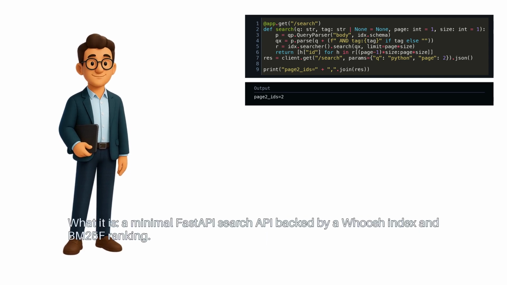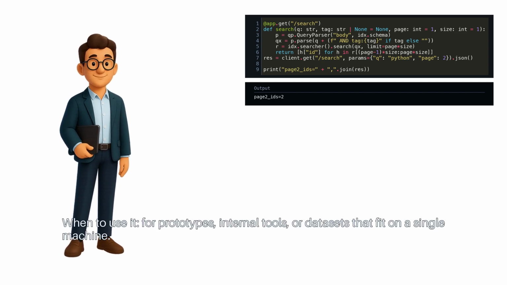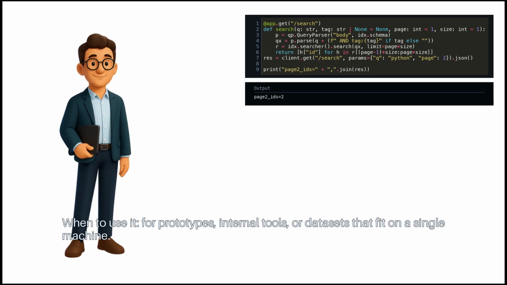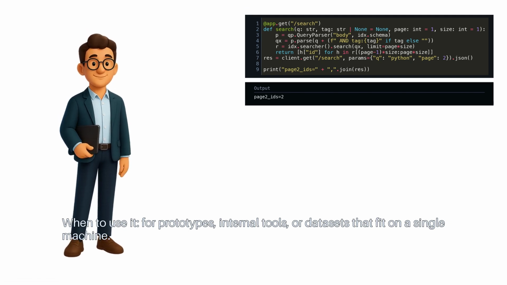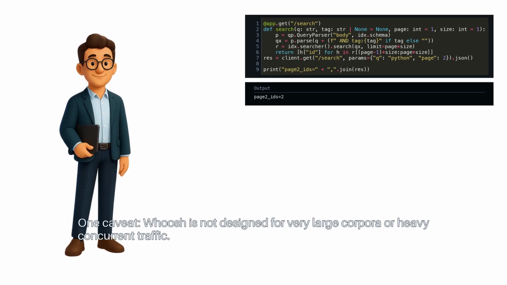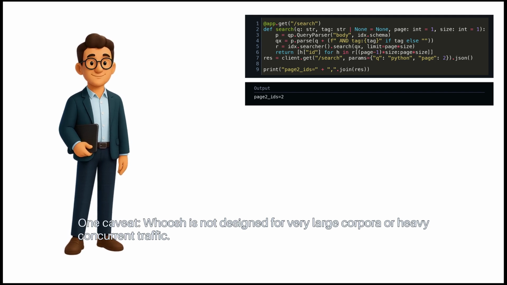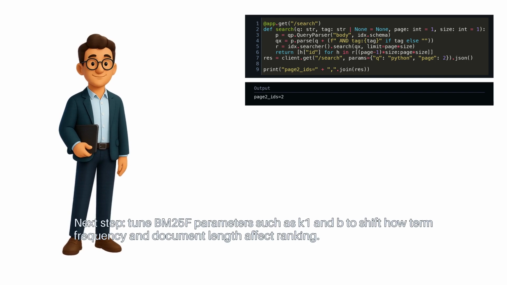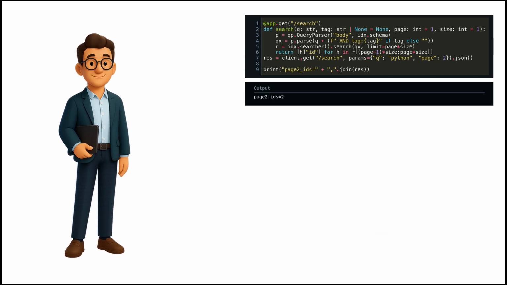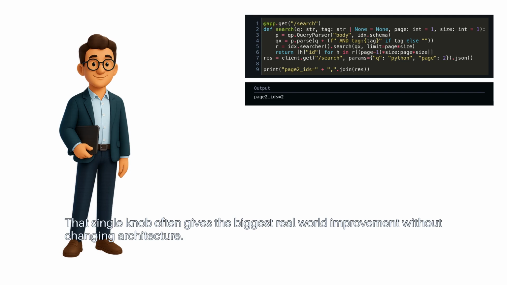Recap: what it is: a minimal FastAPI search API backed by a Whoosh index and BM25F ranking. When to use it: for prototypes, internal tools, or datasets that fit on a single machine. One caveat: Whoosh is not designed for very large corpora or heavy concurrent traffic. Next step: tune BM25F parameters, such as K1 and B, to shift how term frequency and document length affect ranking. That single knob often gives the biggest real-world improvement without changing architecture.